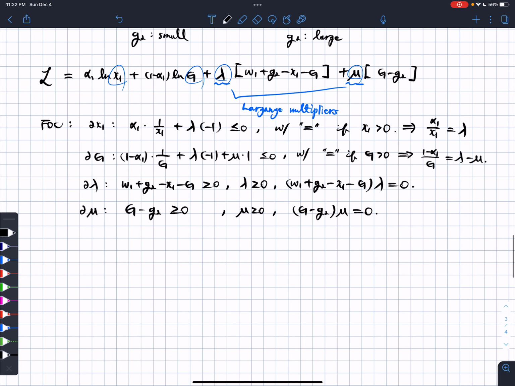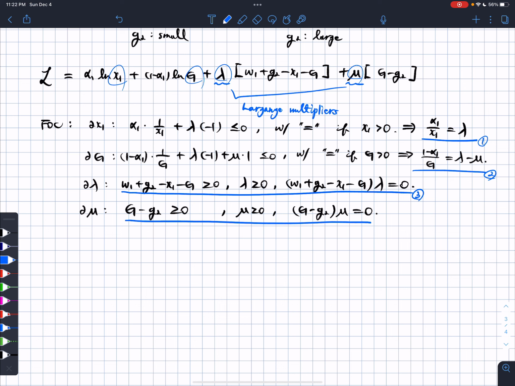Okay, so our goal is to solve this number 1, number 2, and these conditions, number 3, and this number 4. Okay, so I need to solve these 4 equations and inequalities simultaneously.